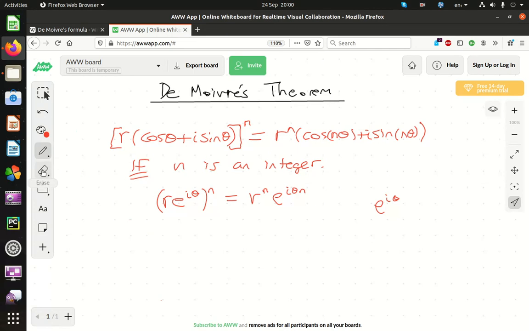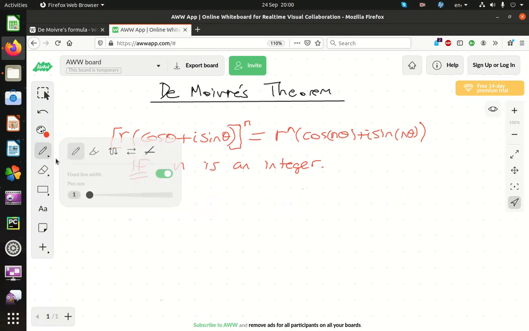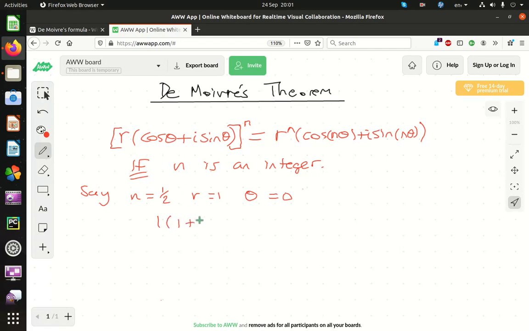Let's say, and this is just for a mathematical curiosity, that n is not an integer. Yeah? Just humour me for a moment. Say n equals a half. We'll take r equals 1, make it nice and simple. We'll say θ equals 0. If you plug this into the left-hand side, this is where everything is fine. You get 1 times cos of 0, that's 1, i sin of 0, that's 0, and that's all going to be raised to the power of a half.